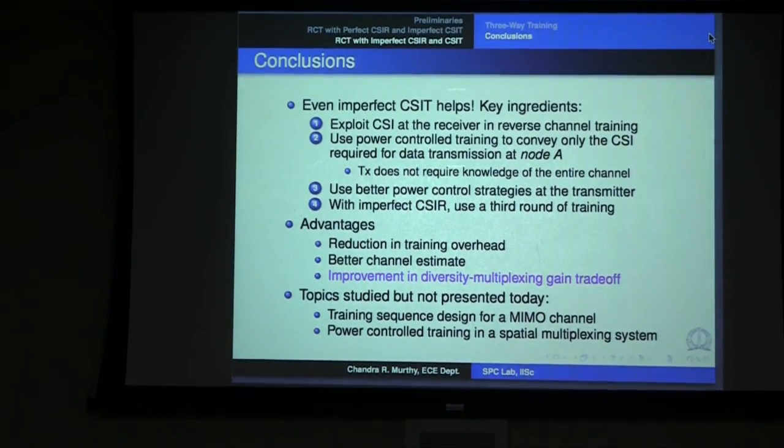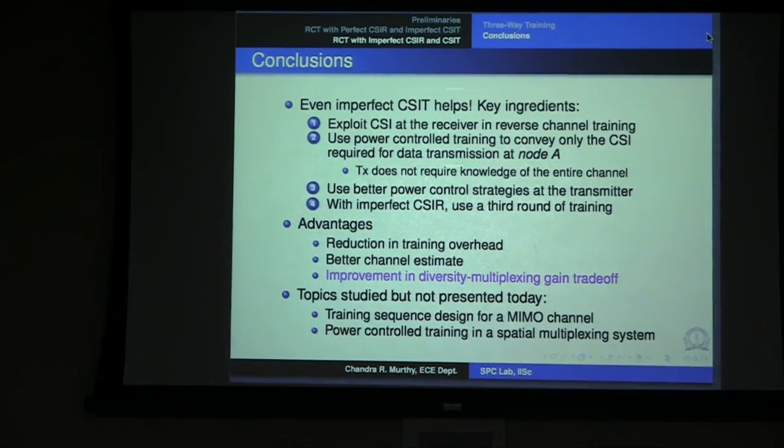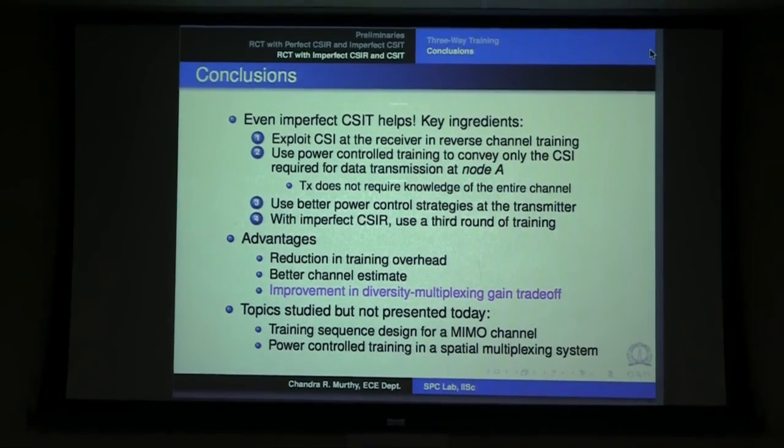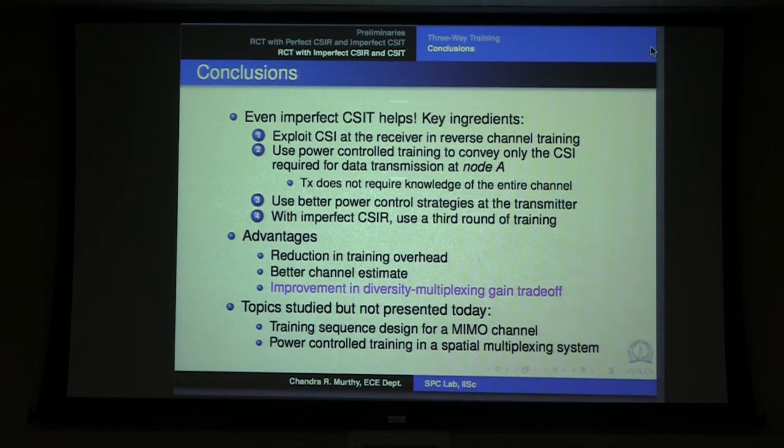You also want to convey only the channel state information that is required for data transmission to node A. You don't want to convey the entire channel state information, and you want to use better power control strategies at the transmitter. And with imperfect channel state information at the receiver, you want to use a third round of training to convey the transmit power level used by the transmitter to the receiver. This can lead to a reduction in the training overhead, better channel estimation, and most importantly to this talk, an improvement in the diversity multiplexing gain trade-off.